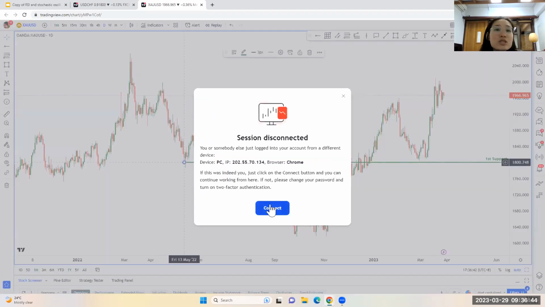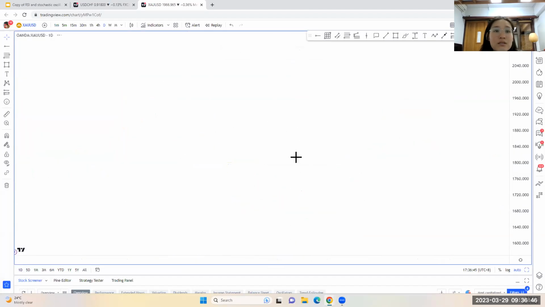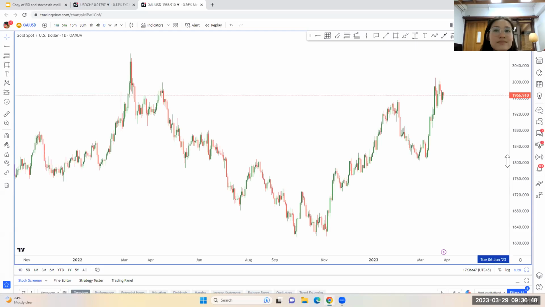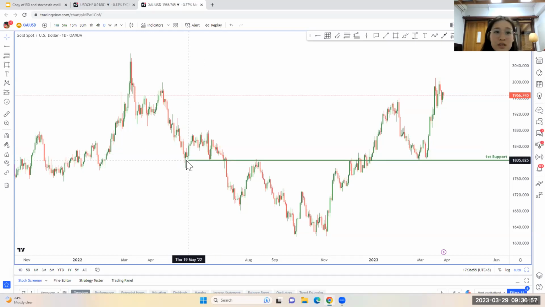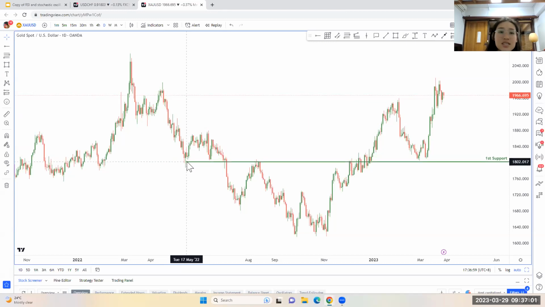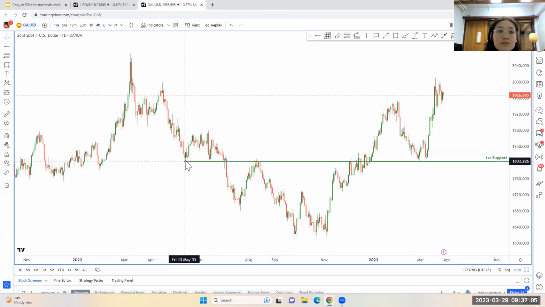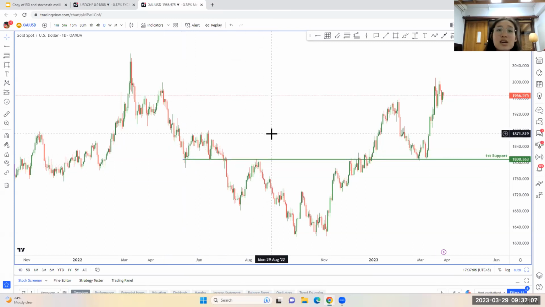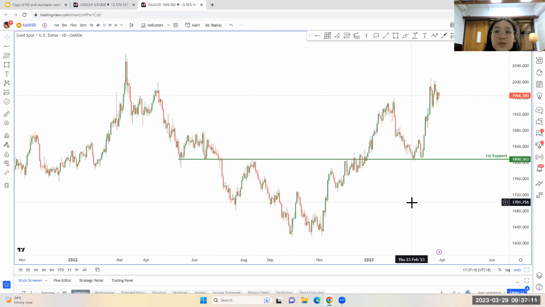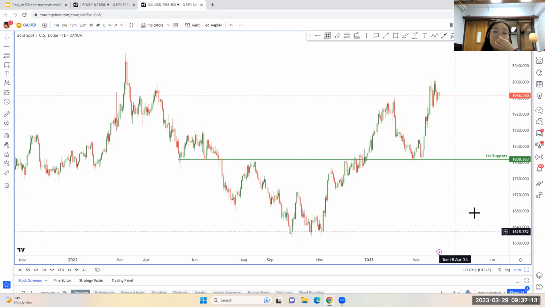So 1 or 2 is fine, but not too many. The reason for doing this is so that we can see how many times price has tested this level in the past. And that also tells us how significant this support or resistance level is. Okay, so here's our first support level.